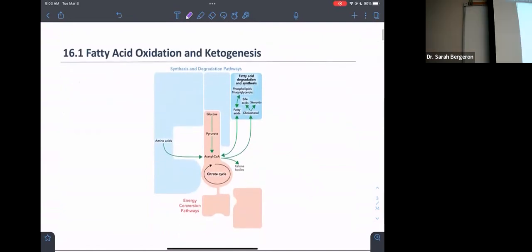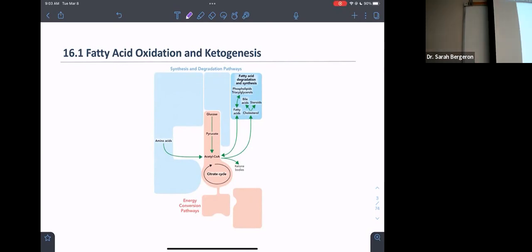So here's kind of the big picture. You have to have the big picture to start with, right? So here's our metabolic map. What do you notice about the metabolic map? Where do we have a key substrate? Where are all the arrows pointing? Acetyl-CoA. Acetyl-CoA is where it's at. So acetyl-CoA is the primary link between our fatty acid metabolism and the energy conversion pathways, right?